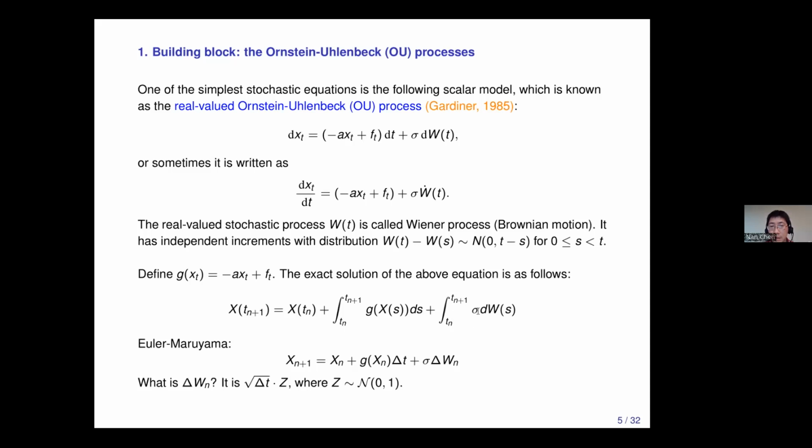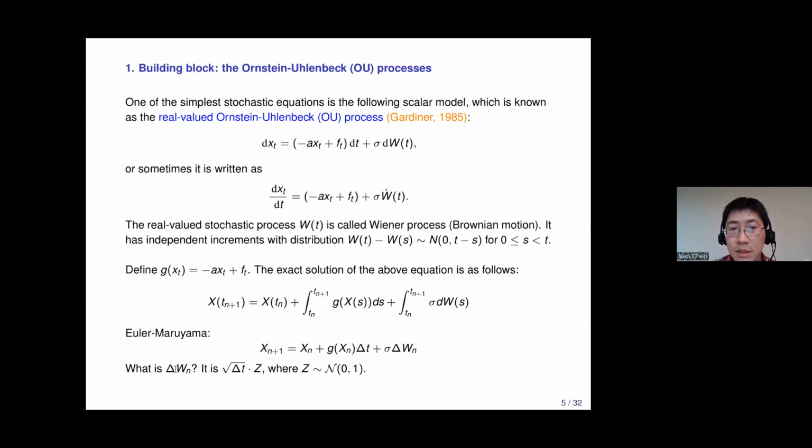So the stochastic part is this constant, which is a noise amplitude or noise coefficient, times this delta Wn. So what is this delta Wn? Delta Wn is the increment due to the noise, and you multiply by the square root of delta t because it's a standard deviation. If it's variance, it's delta t. So it's the square root of delta t times the random noise. And this random noise is a standard Gaussian distribution with mean 0 and variance 1.